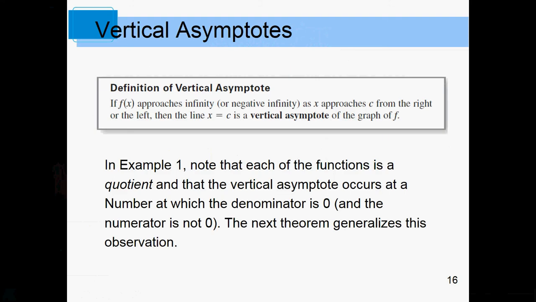So if f of x approaches infinity as x approaches c from the right or the left, then that line represents a vertical asymptote. Does that make sense? If we know that the limit goes to infinity, there has to be an asymptote there. So in example one, note that each of these functions is a quotient, and the vertical asymptote occurs at the number where the denominator is 0, and we can't cancel it out. So from here on out, we know that if we have a 0 in the denominator that can't be canceled out, it's going to be a vertical asymptote. And at that point, there has to be either a positive or negative infinite limit.